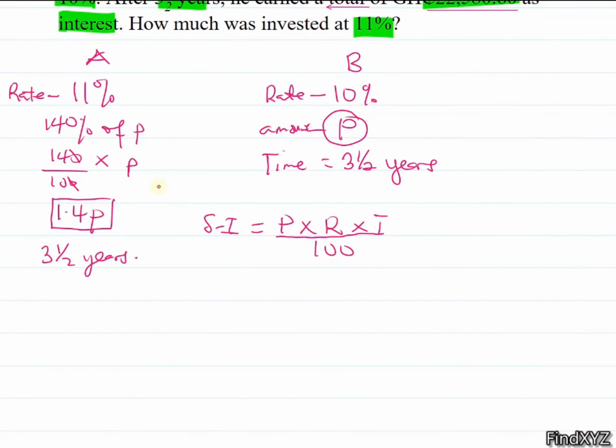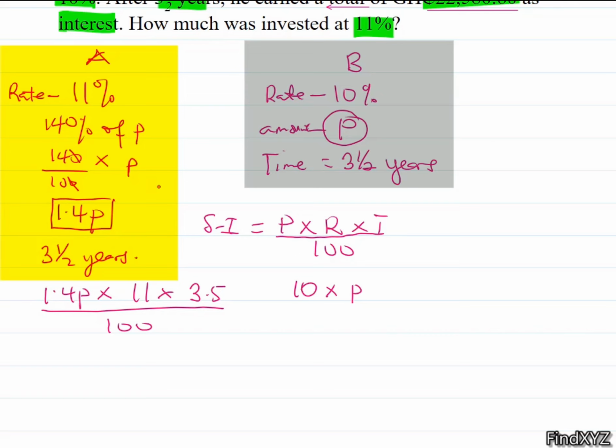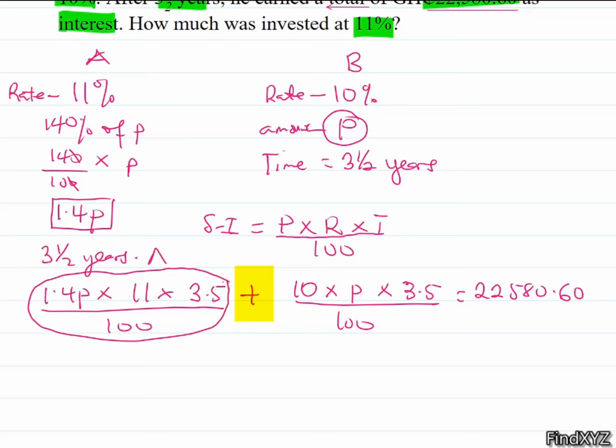So the interest for account A will be principal, which is 1.4P, times rate, which is 11, times the time, which is 3.5, all divided by 100. Then the interest for account B will be 10 times P times 3.5 all over 100. If we put these interests together, we are supposed to get an amount of 22,580 Ghana Cedis and 60 pesewas. So this is the interest for account A and this is the interest for account B. Together, they give a total of 22,580 Ghana Cedis 60 pesewas.